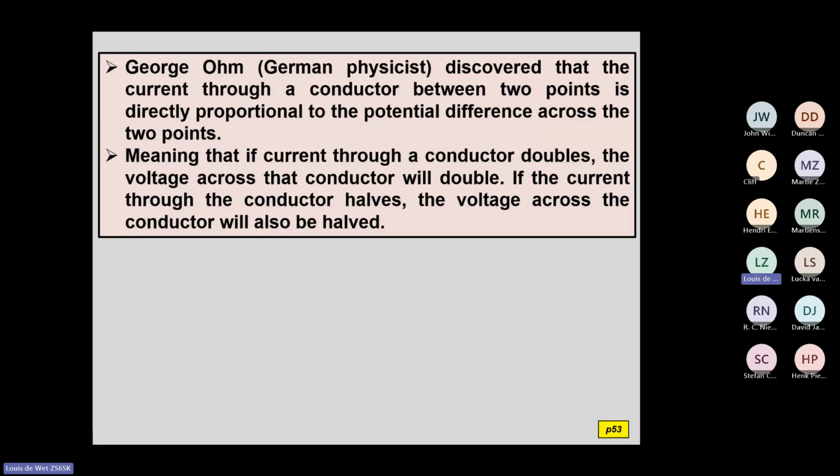But I don't entirely agree with that, because voltage is the independent variable. So if voltage doubles, current will double. And the same applies if voltage drops, current will also drop, because current is dependent on voltage.